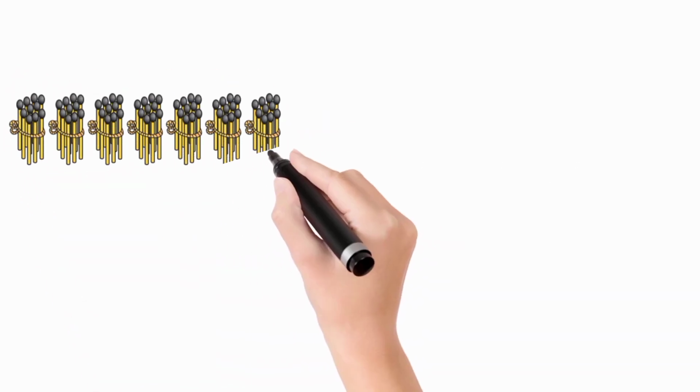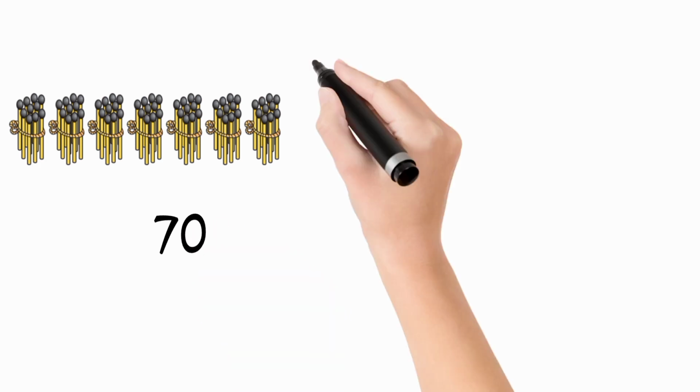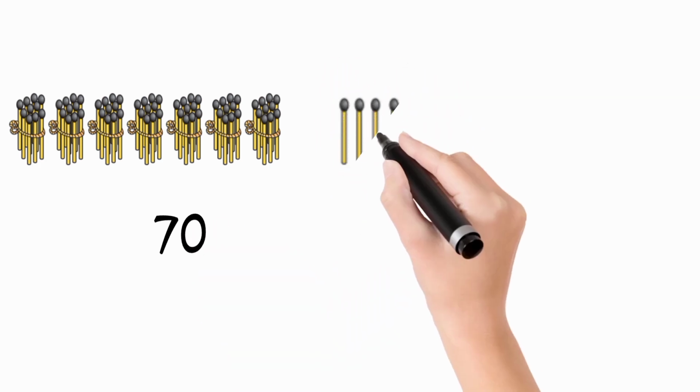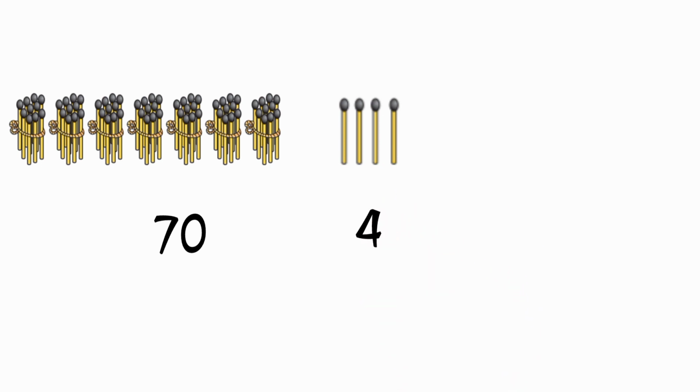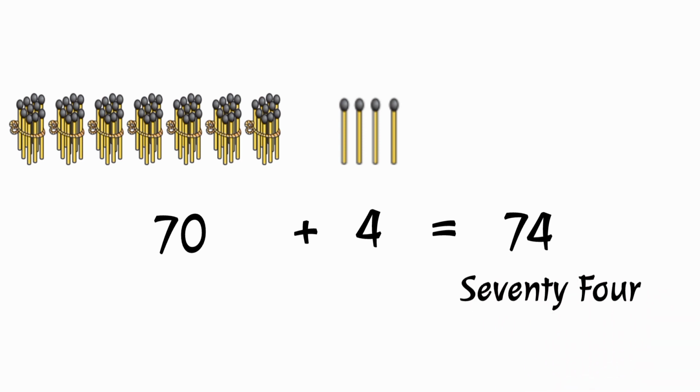Here we have 7 bundles, which means 70, and 4 loose matchsticks. So 70 plus 4 is equal to 74. 7 tens and 4 ones. 74. इसे 74 कहते हैं.